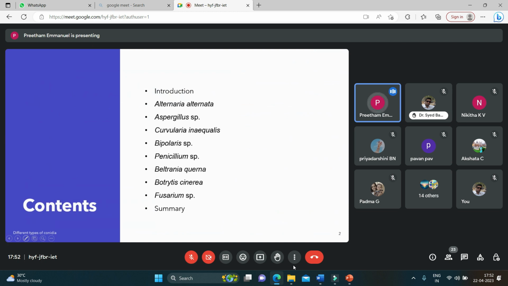Today, we are going to discuss different types of conidia. We are taking a few examples here for the study, which simplifies the study of conidia. Introduction.